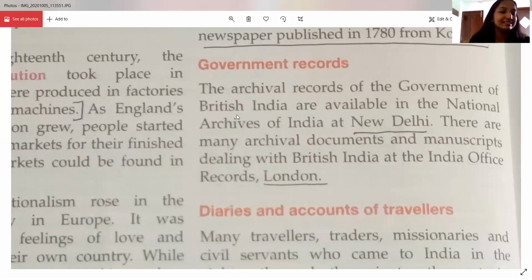The second is the government records. That is, when the British were in India, the records that the British made, or the records that Indian citizens, the leaders and the others wrote down, go under the government records. One is the Archives of India, that is in New Delhi. The second one is in London, which gives information about the dealings of the British when they were in India.